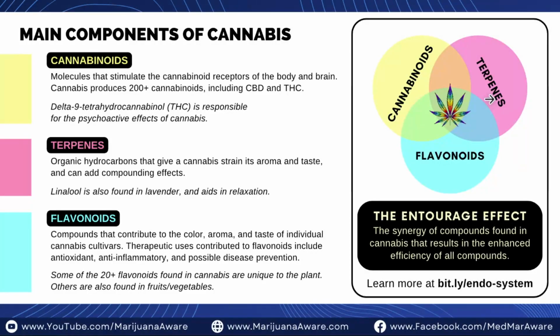So let's identify the main components of cannabis. These are cannabinoids, terpenes, and flavonoids. Think of cannabinoids like Legos. Your receptors in your body have different shapes, and what the cannabinoids do is bond to those receptors, which allows you to introduce the terpenes, or the medical healing properties of cannabis, as well as flavonoids.